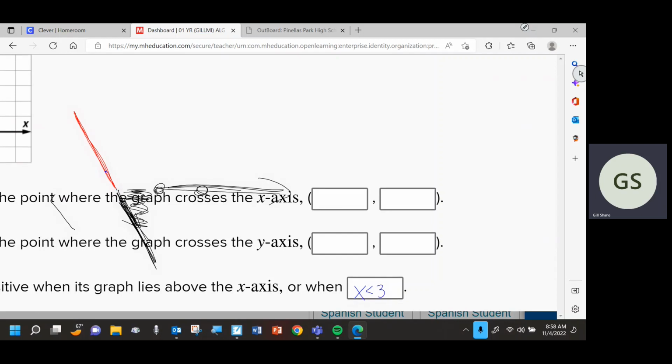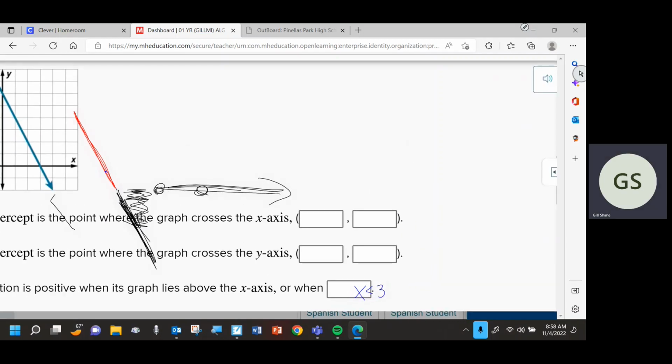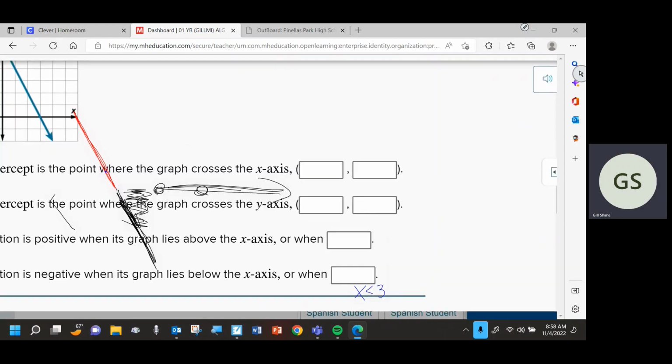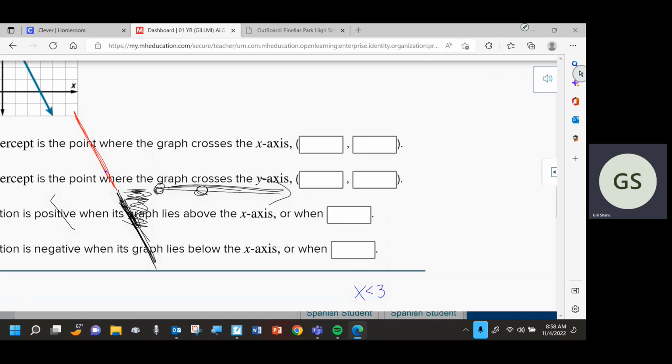Wait, how do I get off screen at the same time? I can't, apparently. So here, I'll rewrite it.